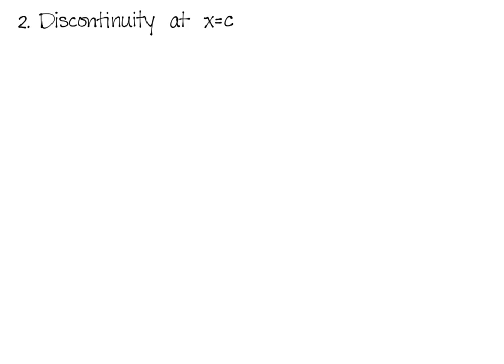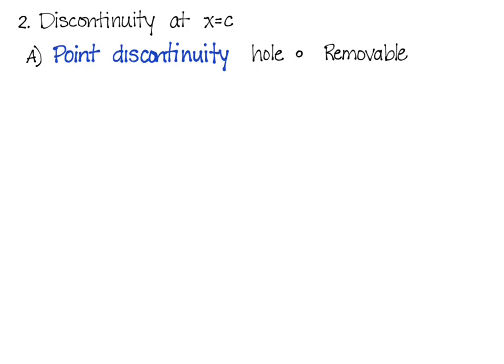Now, instead of continuity, discontinuity, we have 3 different types. So when we're looking again at a particular place, not the entire function, but at a particular place on the function, the first one would be a point of discontinuity. And it appears in the graph as a hole. It's called a removable point of discontinuity because it's as if something was just removed from the function itself.